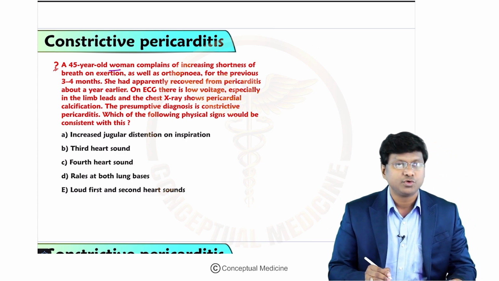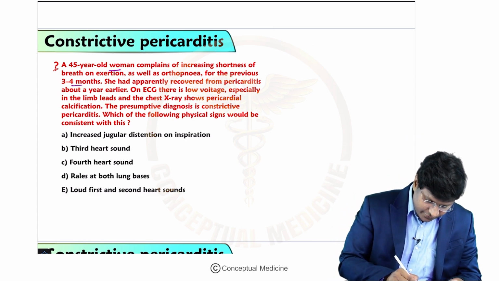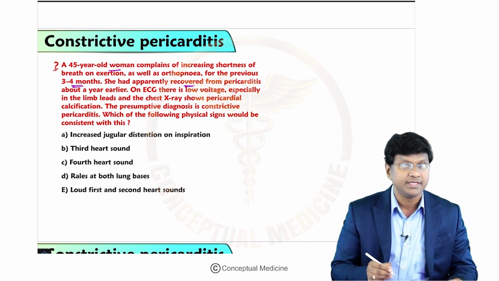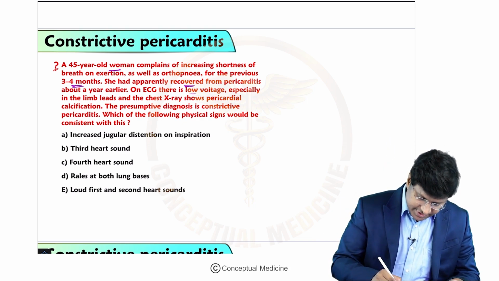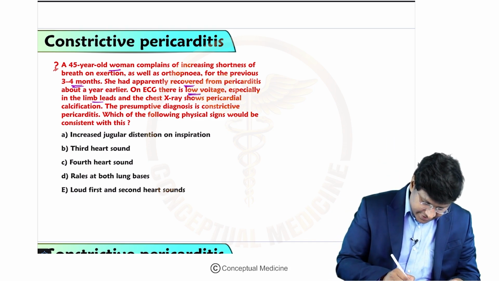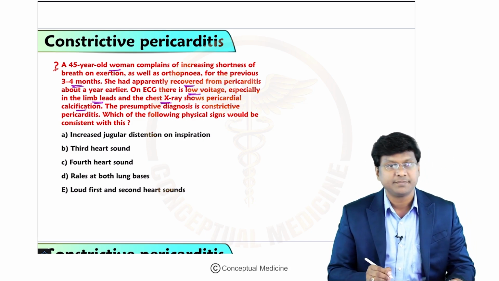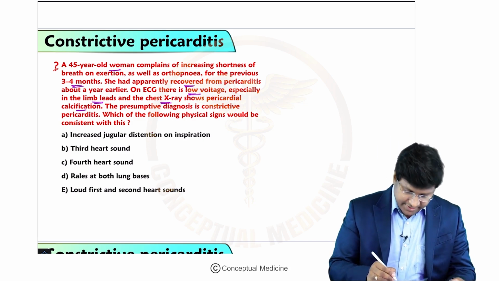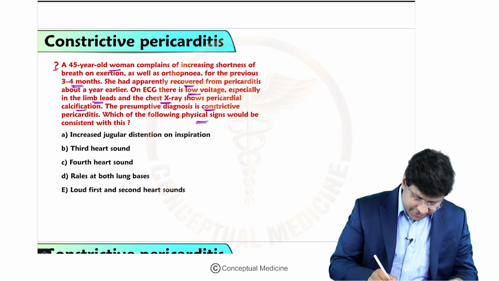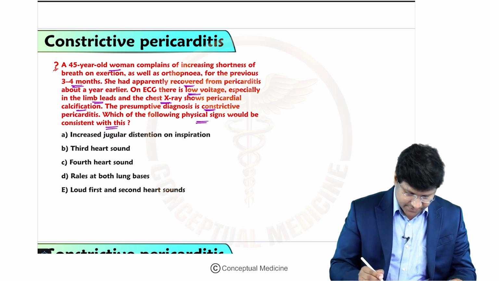A 45-year-old woman complains of increasing shortness of breath on exertion as well as orthopnea for the previous 3 to 4 months. She has apparently recovered from pericarditis about a year earlier. On ECG, there are low voltage complexes, especially in the limb leads, and the chest X-ray shows the presence of pericardial calcification. The presumptive diagnosis is constrictive pericarditis. Which of the following physical signs would be consistent with this?